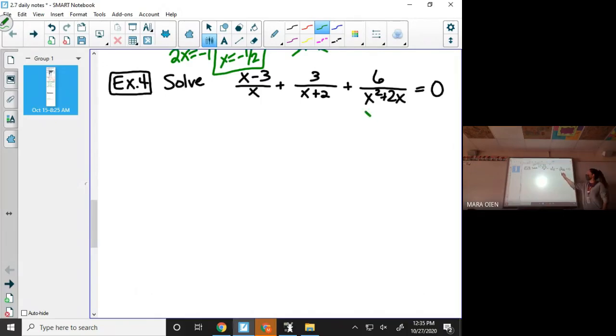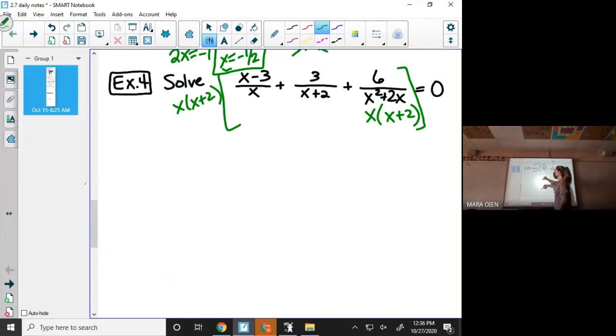If I factor that last one, you should hopefully say, well, they both have an x in common. So I'm going to take out an x. It would be x and x minus 2, which is beautiful because what do you know? That's exactly what our other two denominators are. So when I do this one, I'm going to multiply everything on this side by an x and an x plus 2. And technically, I'm multiplying everything on this side by an x and an x plus 2, but that's going to be times 0, so I really don't have to worry about that right-hand side.